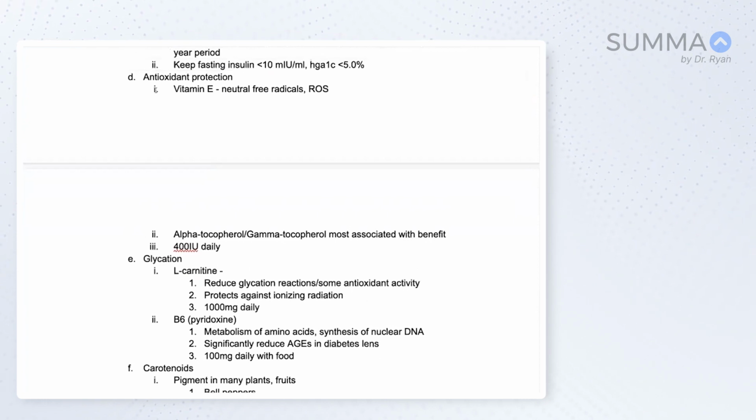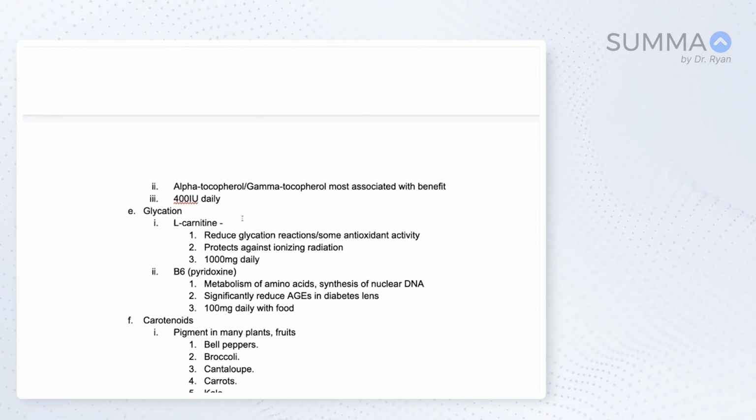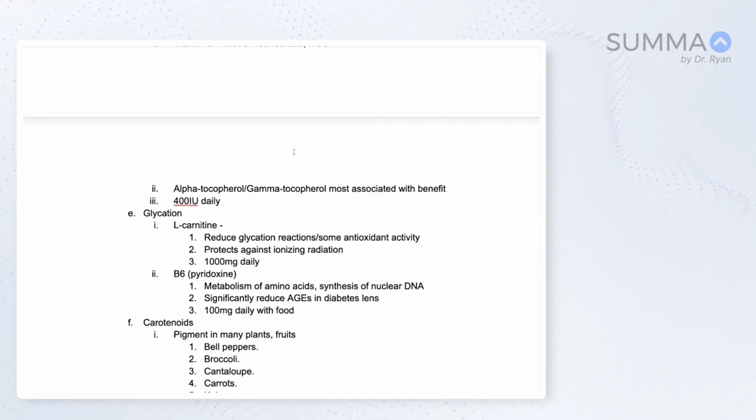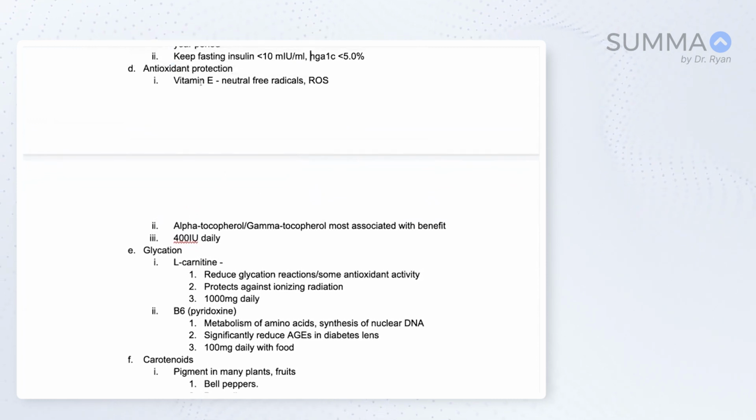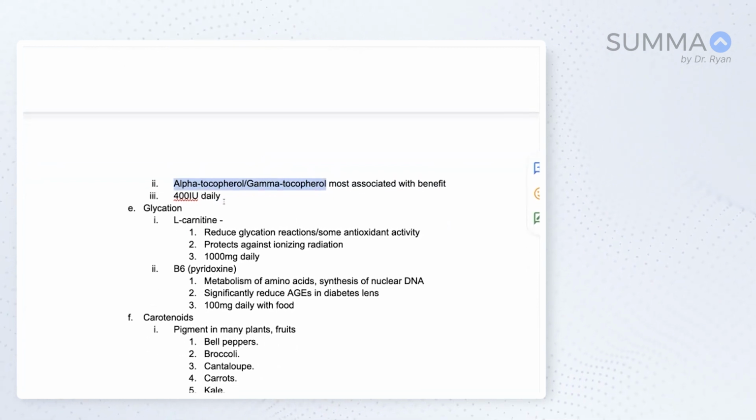Again, moving towards reducing reactive oxygen species. So antioxidant protection: vitamin E is a really popular and very powerful antioxidant. Obviously it neutralizes free radicals. You want to make sure it has mixed tocopherol. There are several different chemical structures associated with vitamin E, alpha tocopherol and gamma tocopherol. Those two types of vitamin E compounds are associated with the most benefits. So definitely try to get one that has mixed tocopherols and use 400 IU daily.